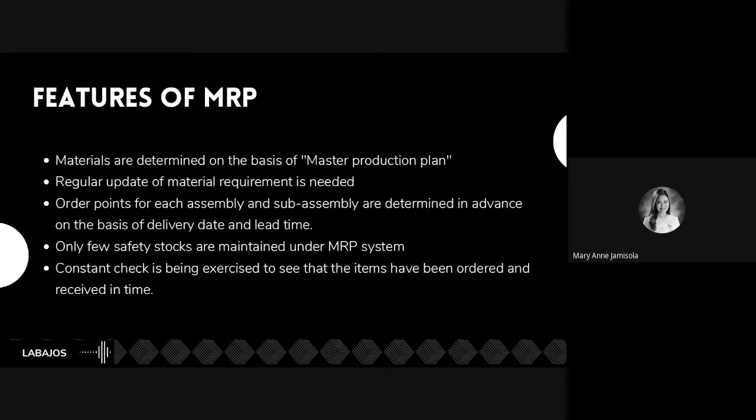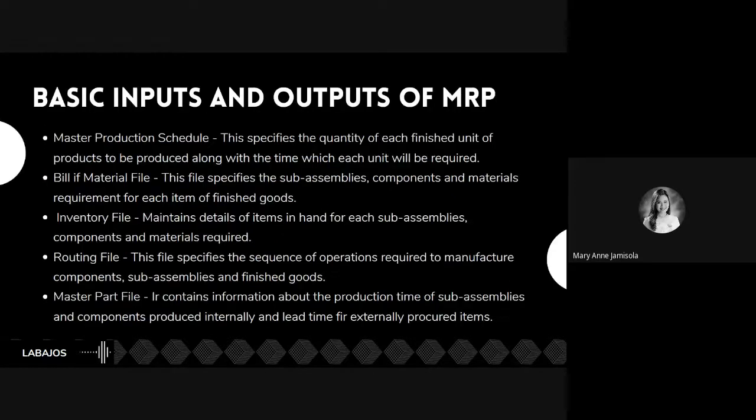So again, for MRP, since materials are determined on the basis of a master production plan, this is termed as a backward technique. Backward technique. Okay. So what are the basic inputs and outputs of MRP?